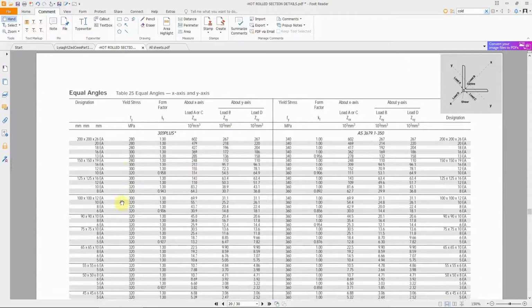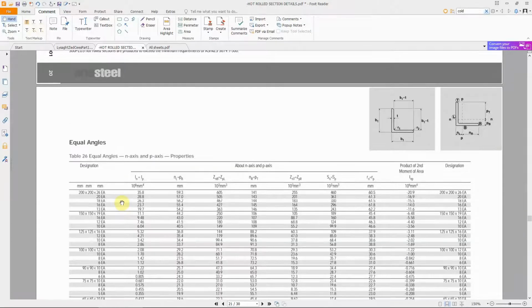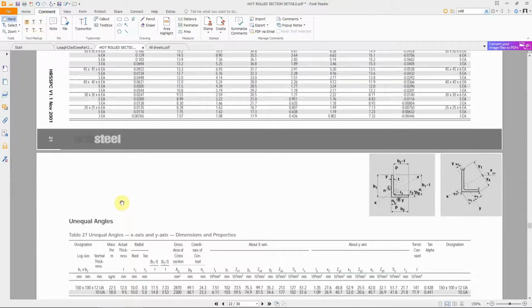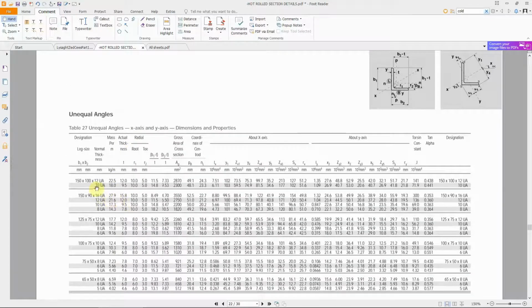Now, similar to the EA, we've got a slightly different member. We call them UEA, unequal angle, or UA. Both are used. Sometimes we call them UEA, unequal angle, or UA, unequal angle. Exactly the same thing. The only difference here is that one of the legs, or one of the leaves, is not equal to the other. That's why we have to specify both of them.